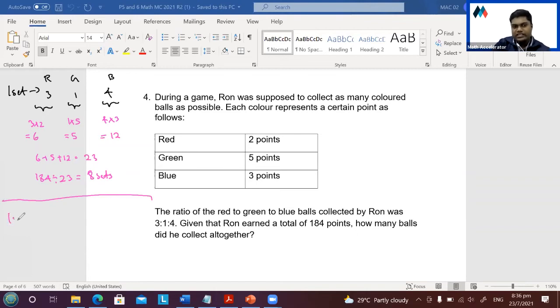So in one set, what's the total number of balls in one set? Can you type in the chat? Okay, 23 is the points. I'm talking about the number of balls. Okay, so it's 3 plus 1 plus 4.